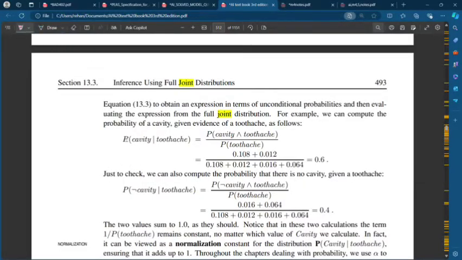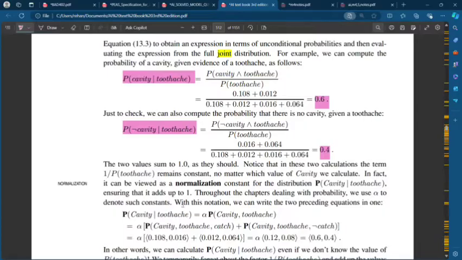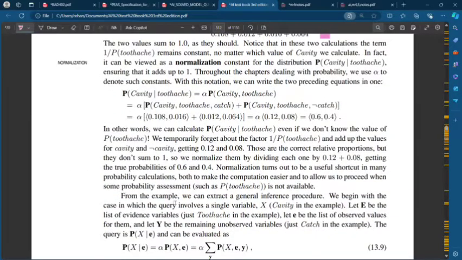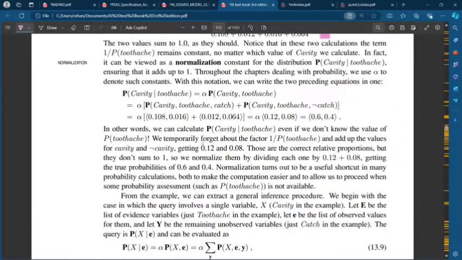See here, we have the probability of cavity and toothache, and here we have the probability that there is a toothache but it's not a cavity. So when you add these values, you are getting 1. That is nothing but normalization. No matter what kind of probability, normalization will give you 1 itself.